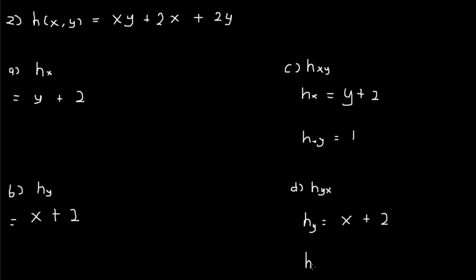Now we have to differentiate this equation with regards to x. Since this is a constant, this will be 0, and since this is only x, this will become 1. So we know that h of yx is equal to 1. So that's how you differentiate this equation in 4 different ways in terms of partial derivative.